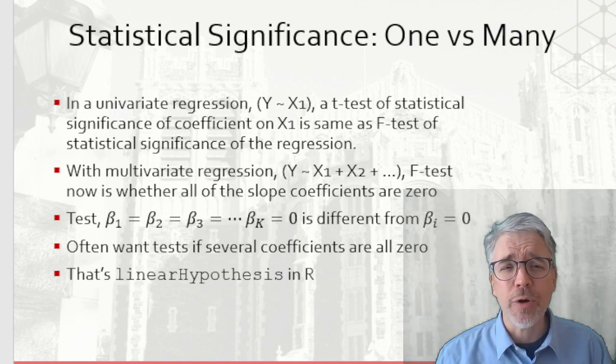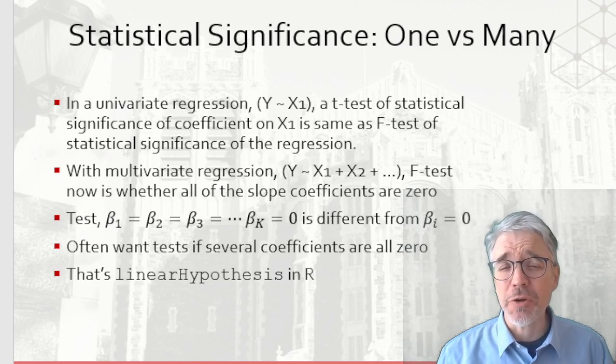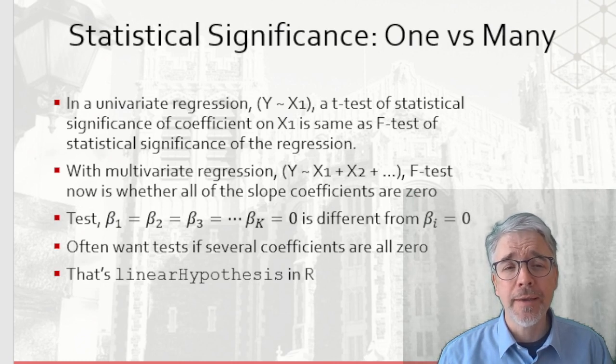Often we want to form tests about whether a group of beta coefficients are all equal to 0. It's different than testing if they're one at a time different from 0. For instance, we have a bunch of dummy variables for education. We might want to test whether education overall is useful in prediction. That can be done with the linear hypothesis package in R.